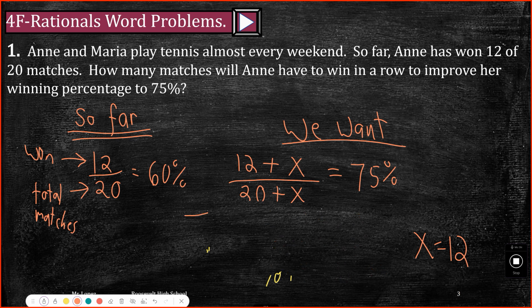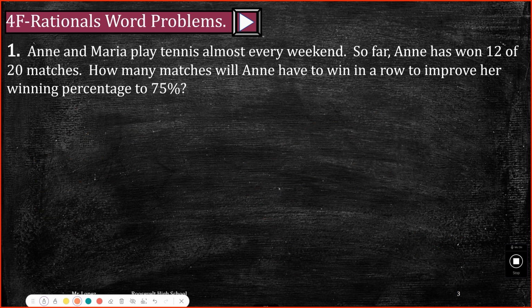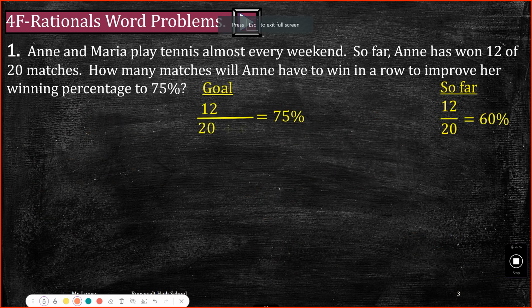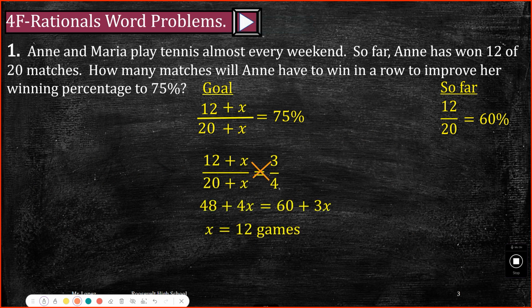If we plug it in, what would it be then? 12 plus 12 makes 24? And what's 20 plus 12? 32? Go ahead and divide 24 by 32. What is that? So we did get it right, no? Good enough. There are other ways of working these problems out. But since this is a rational unit, I will make them set them up like this as fractions. That's what we're going to do today. So x equals 12 games in a row she needs to win.